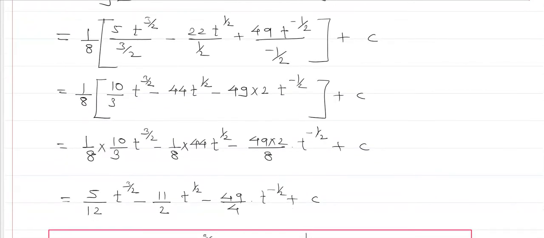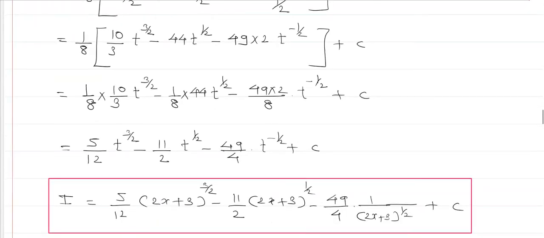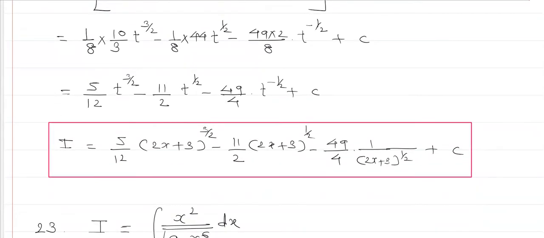And that's why, simplifying again: 1 by 8 into 10 upon 3 t raised to 3 by 2, minus 1 upon 8 into 44 t raised to 1 upon 2, minus 49 into 2 upon 8 t raised to minus 1 upon 2, plus c. Again simplification: 5 by 12 t raised to 3 by 2, minus 11 upon 2 t raised to 1 upon 2, minus 49 upon 4 t raised to minus 1 upon 2, plus c, and this is my final answer.